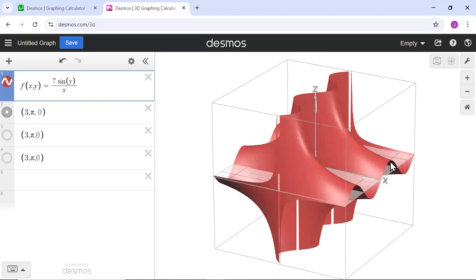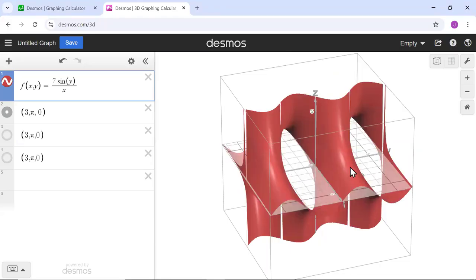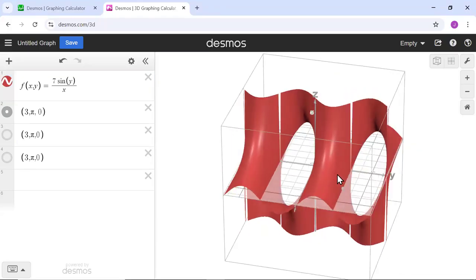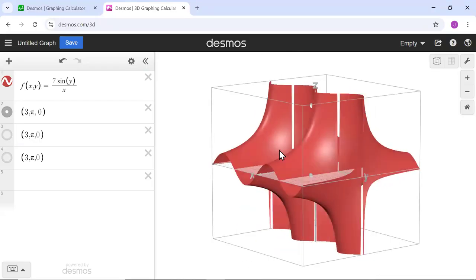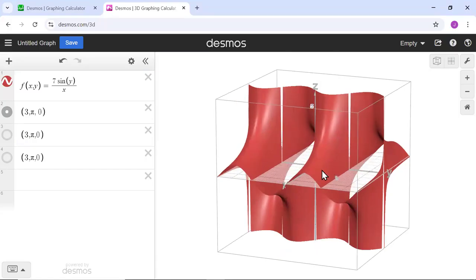So let's take a look at this. We're at 3, pi, 0. So 3 in the x direction, pi in the y direction, and 0 in the z direction. We're at this point here, if you can see it. So that point there. We get a weird surface, obviously. It does a lot of undulations and things like that.